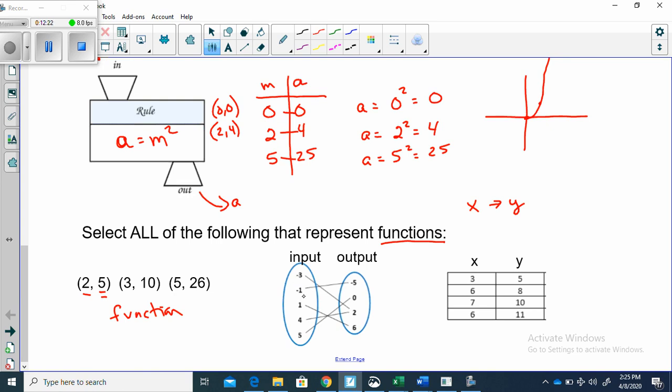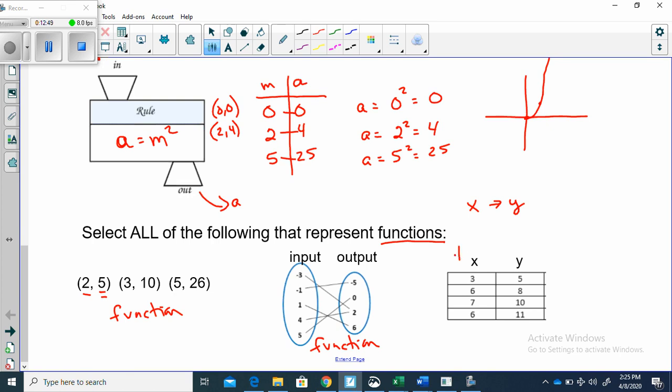The inputs can't repeat. 3 has one output, -1 has one output, 1 has one output, 4 has one output, 5 has one output. Each of those has one output. This is a function. Another way to look at it, look at your x's, your inputs. Did anything repeat? There's no repetitions on our x's.